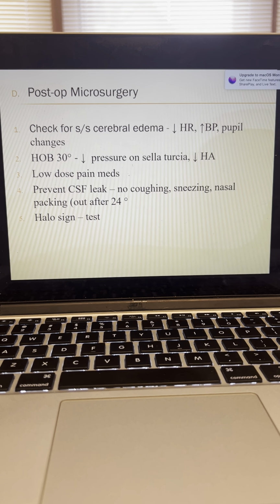Nasal packing will come out after about 24 hours and they will feel 100% better. I don't know if you've ever been around a family member or anybody who's had sinus surgery where they pack the nose, or if you've had a nasal bleed and they pack the nose. It's miserable. Most of them will tell you they would have never done it if they'd known it was that miserable. Once the packing comes out, they feel much better. Halo sign test. That would be checking any clear drainage from the nose for glucose, and that indicates cerebral spinal fluid leak.